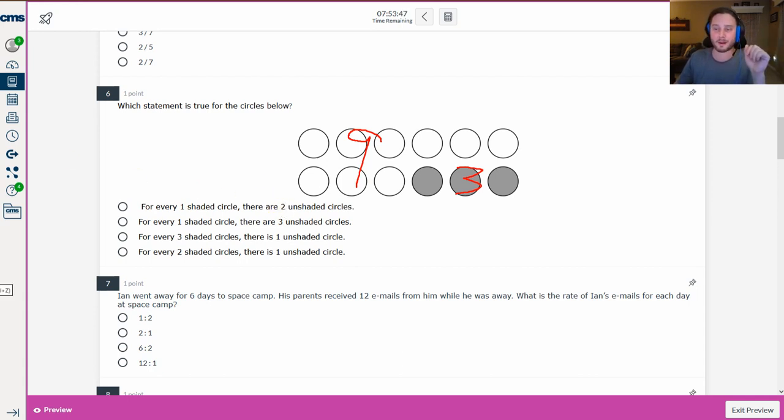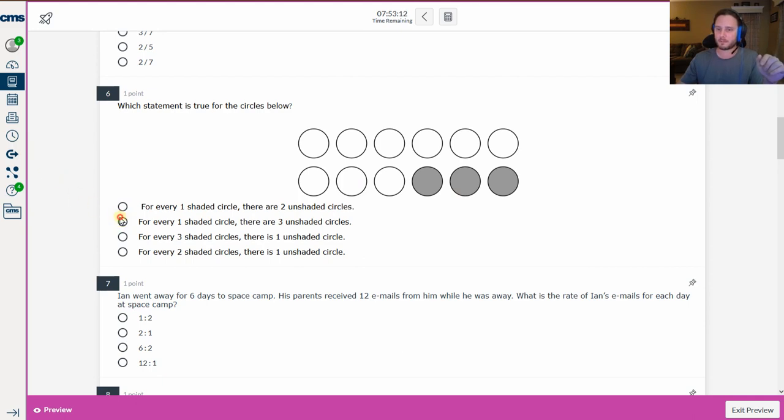So A is out. For B, it says for every 1 shaded circle, there are 3 unshaded circles. So that is saying 3 to 9 will simplify to 1 to 3. And this is our answer, because we can take 3 to 9, or 3/9, and simplify that by dividing both 3 and 9 by 3. 3 divided by 3 gets 1, and 9 divided by 3 would be 3. So that does check out. That would be our answer.